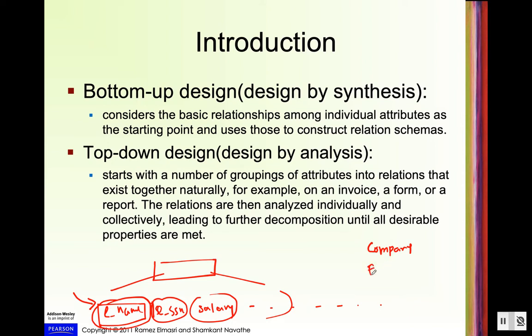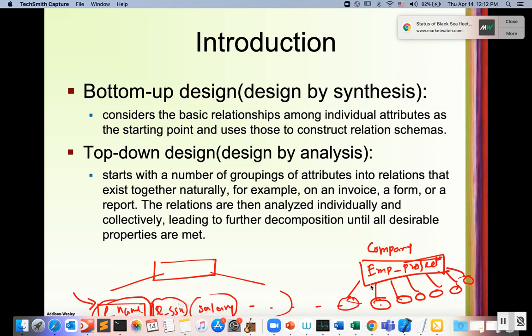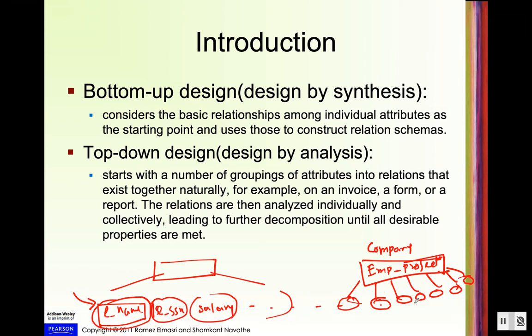I want to store employee and their project. That is my main table, my main information that I want to store. Then I'm going to think about what should be all the attributes, the group of attributes. Then I may think about whether I need to decompose one relation into multiple relations. Maybe I will decompose this employee project relation into two different relations, like employee and project.